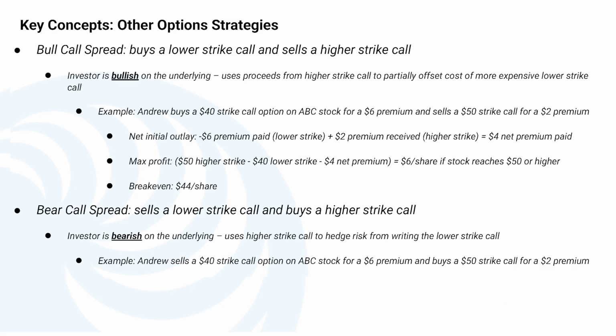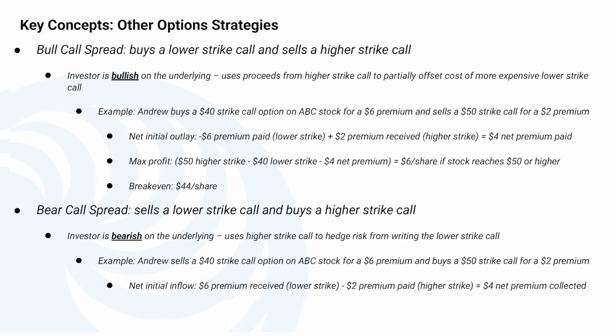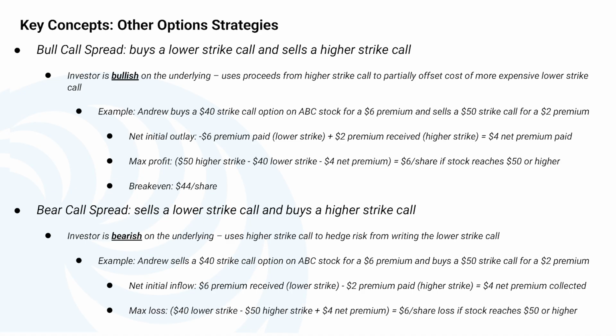In this example, you could have the portfolio manager selling that $40 call option for the $6 premium and buying that higher strike call for $2. They would collect a $4 net premium up front. Their max loss would be $6 a share if the shares were to appreciate to $50 or higher. And that's, again, just the difference between those two strikes, net of the $4 that they've received for putting on the position.